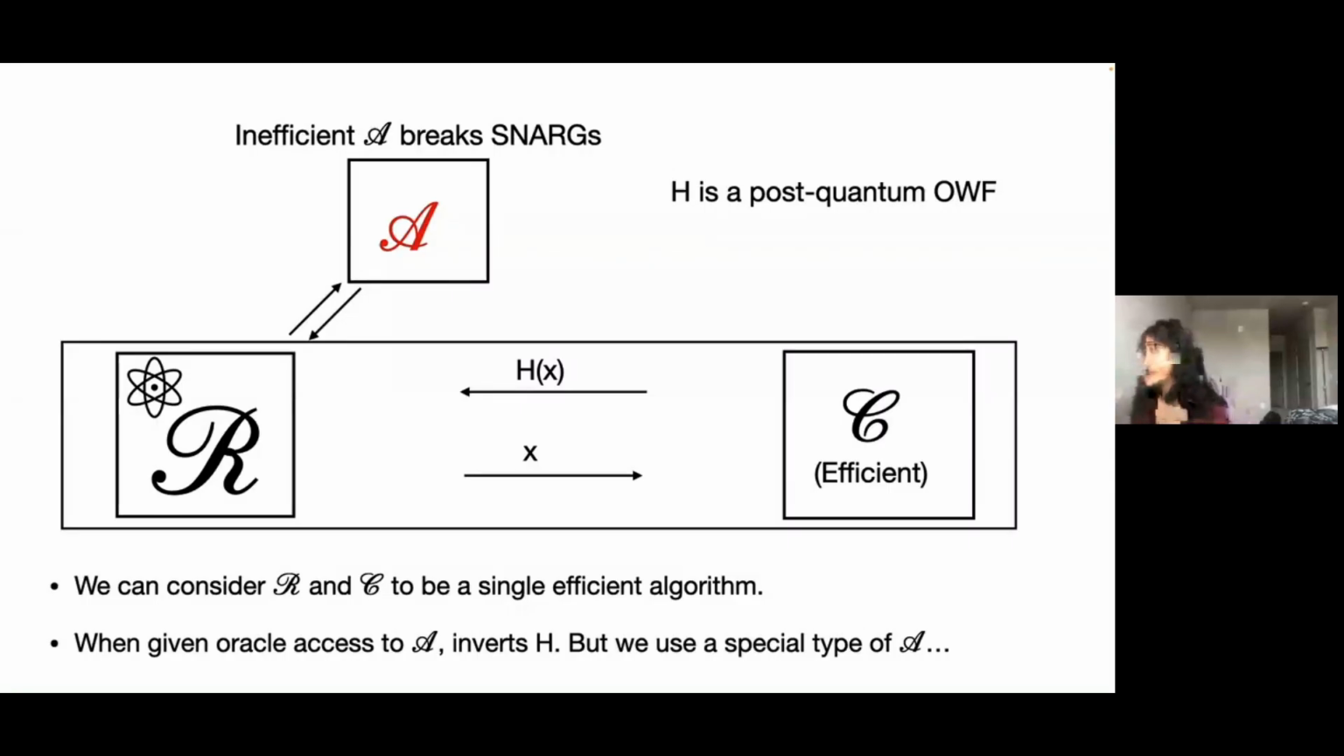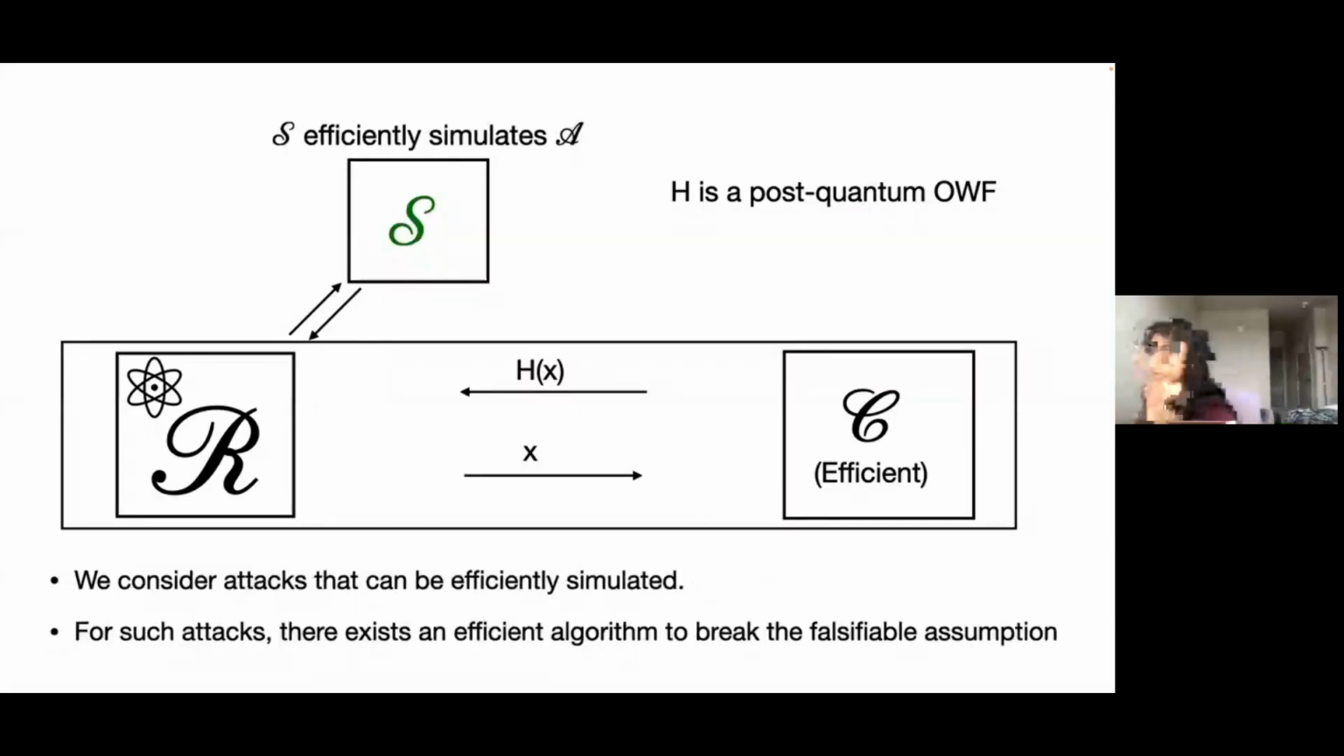So we're given oracle access to this inefficient A, and it inverts the post-quantum one-way function. But of course, we assumed that the adversary was inefficient. So it's not a contradiction to say that the post-quantum one-way function is broken.